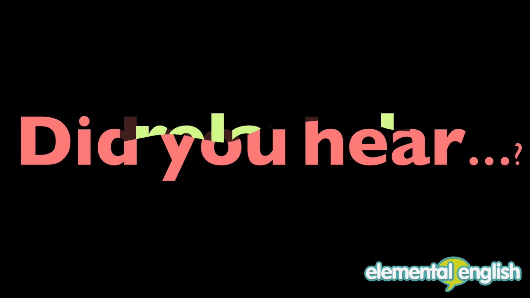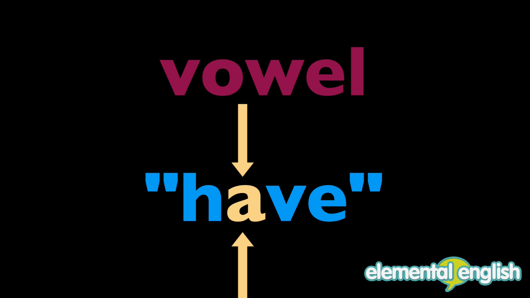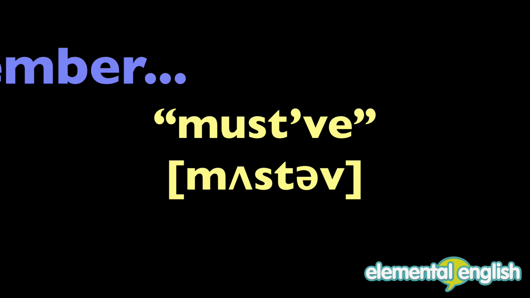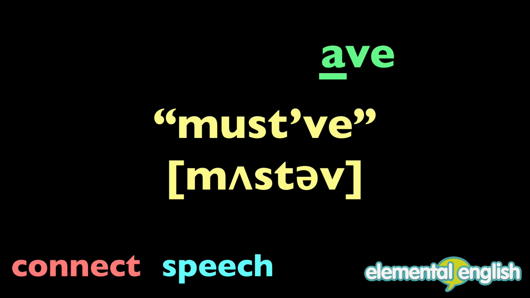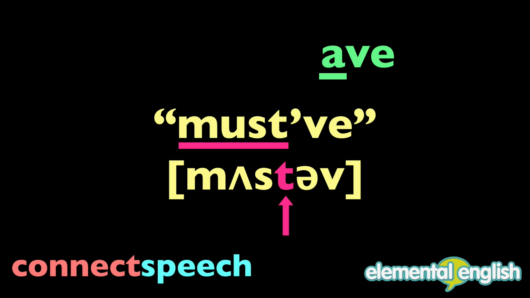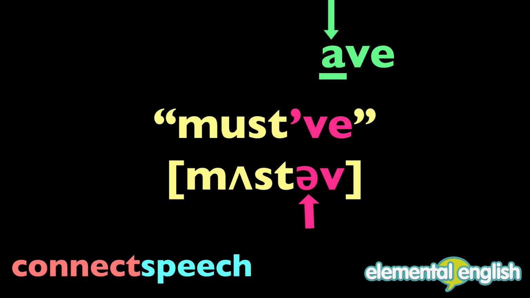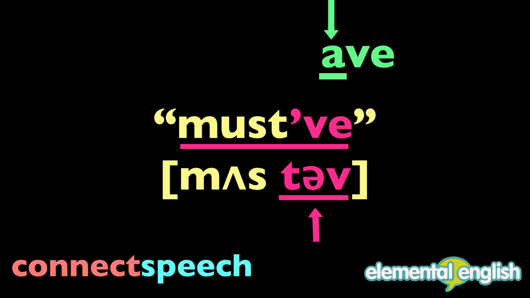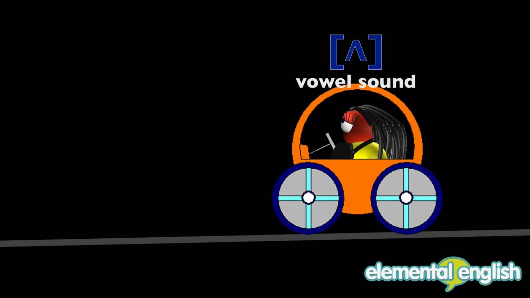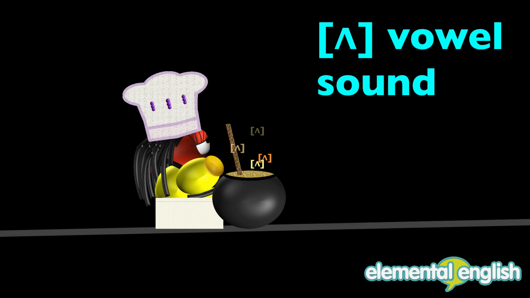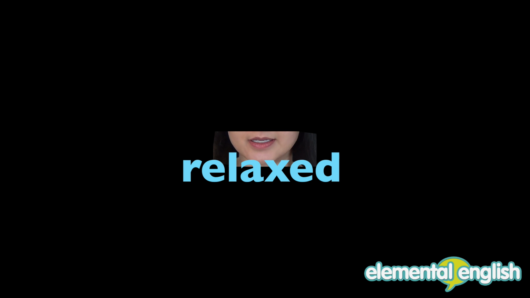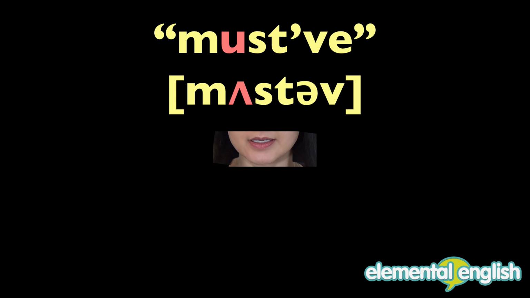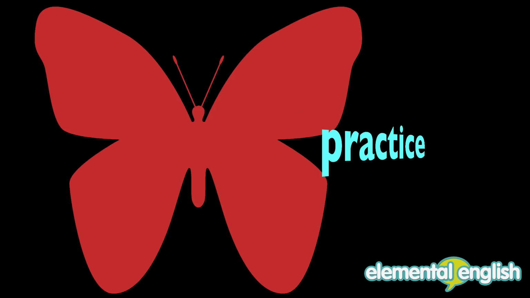Did you hear how much more relaxed the vowel sound in have is? Must've. Remember that because have now begins with a vowel sound, you should connect your speech and pronounce the t in must at the beginning of 've, must've. To produce the vowel sound in must, remember to keep your lips in a relaxed position and open your mouth just a little bit. Must've. Now let's put it all together and practice.